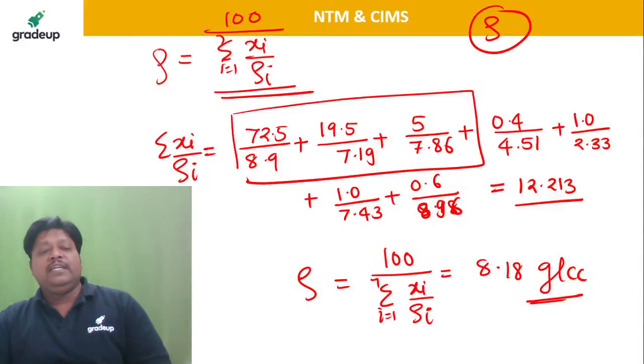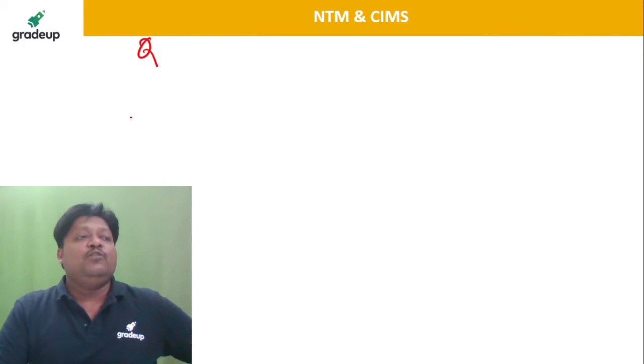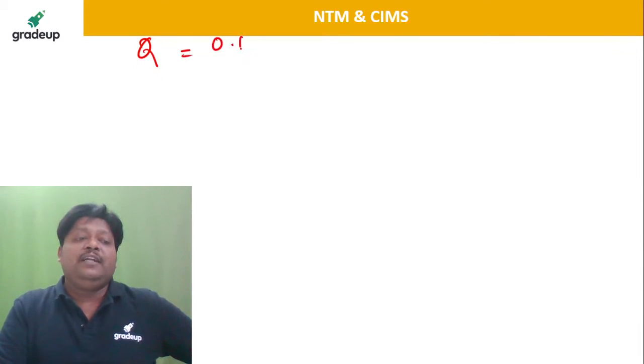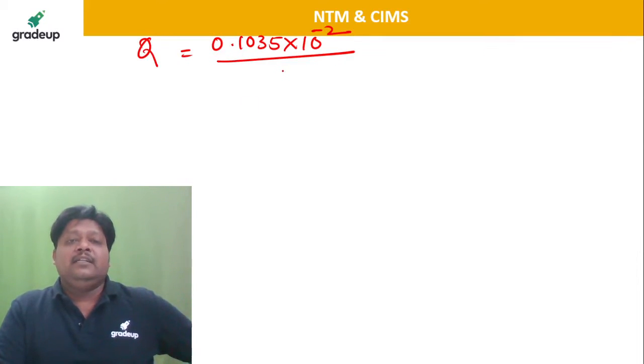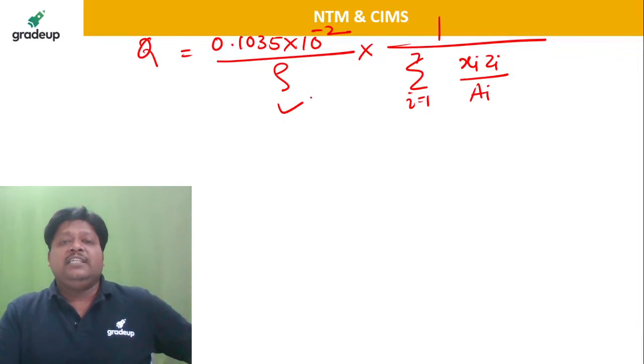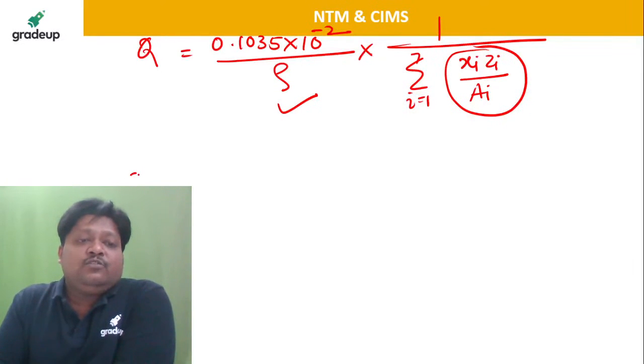Right? Now once you get this value, what is to be done next? So now you know very well this Q, the removal rate in terms of centimeter cube per ampere per second, which is nothing but 0.1035 into 10 to the power minus 2 divided by this density that we have calculated just now, into 1 upon summation i ranging from 1 to 7 xi zi divided by ai. Now density is known to you. Now you don't know these things, so go and have a calculation for these things. So xi zi divided by ai, how we will calculate?